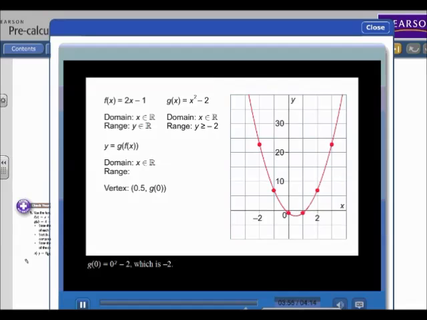g of 0 equals 0 squared minus 2, which is negative 2. So the y-coordinate of the vertex is negative 2. This means that the range is any real value of y that is greater than or equal to negative 2.